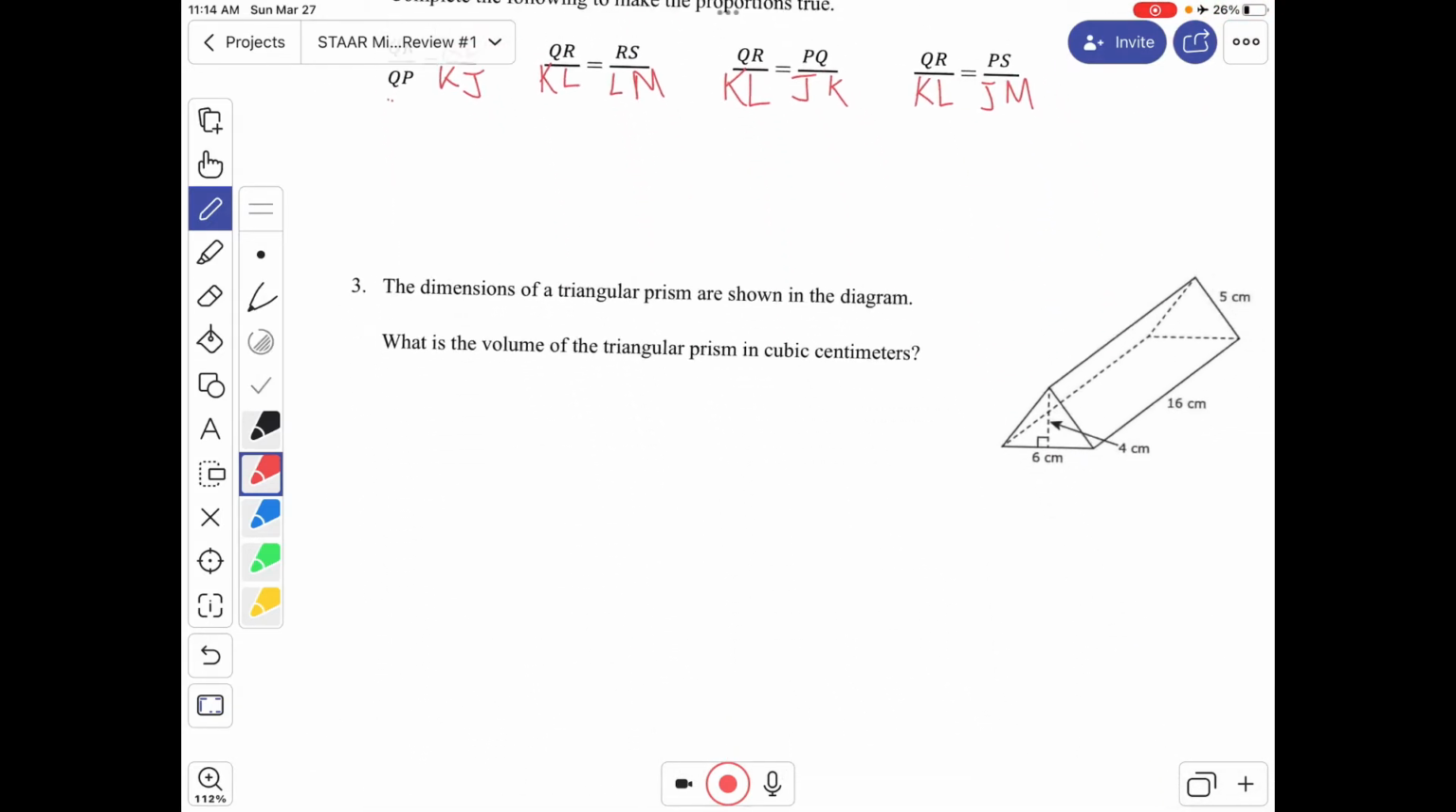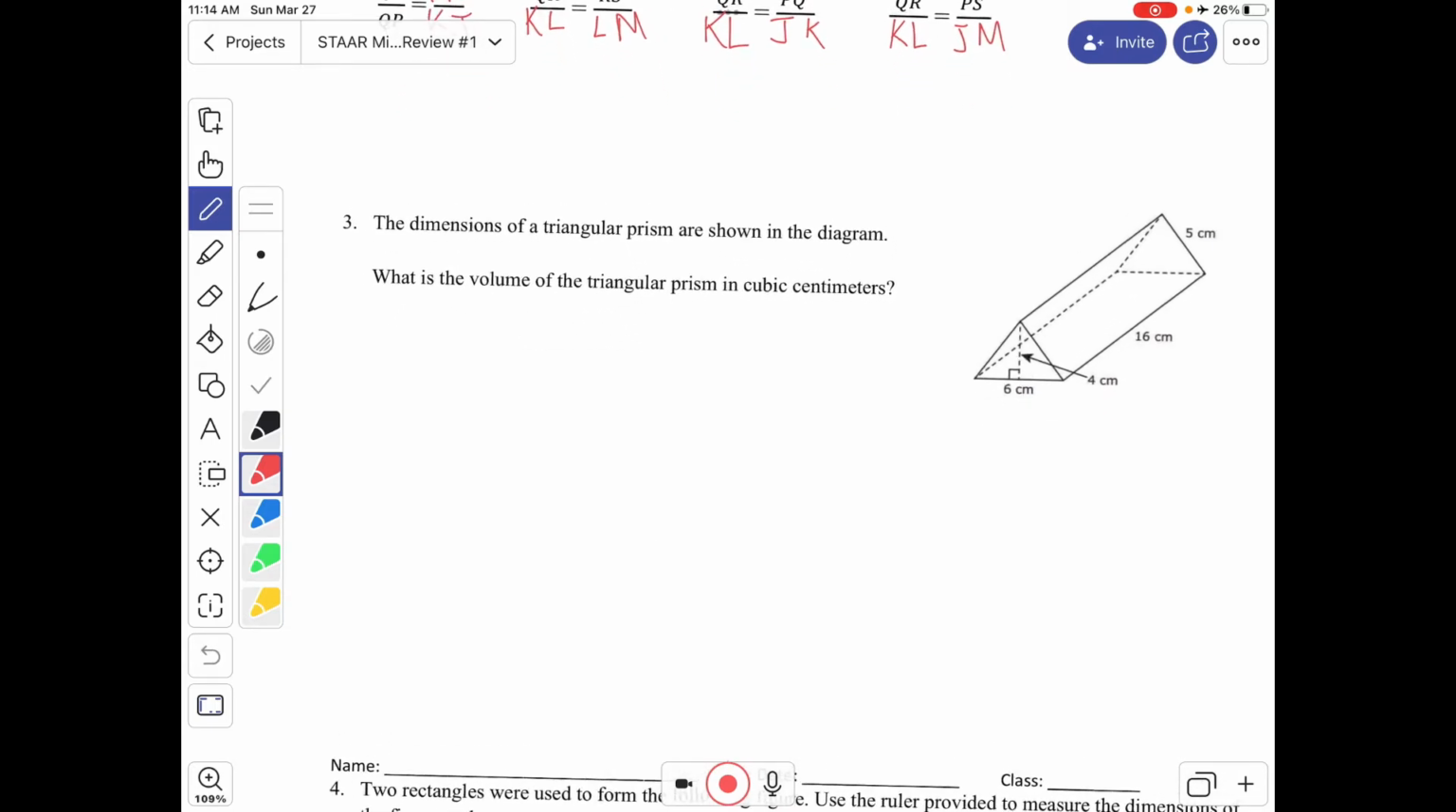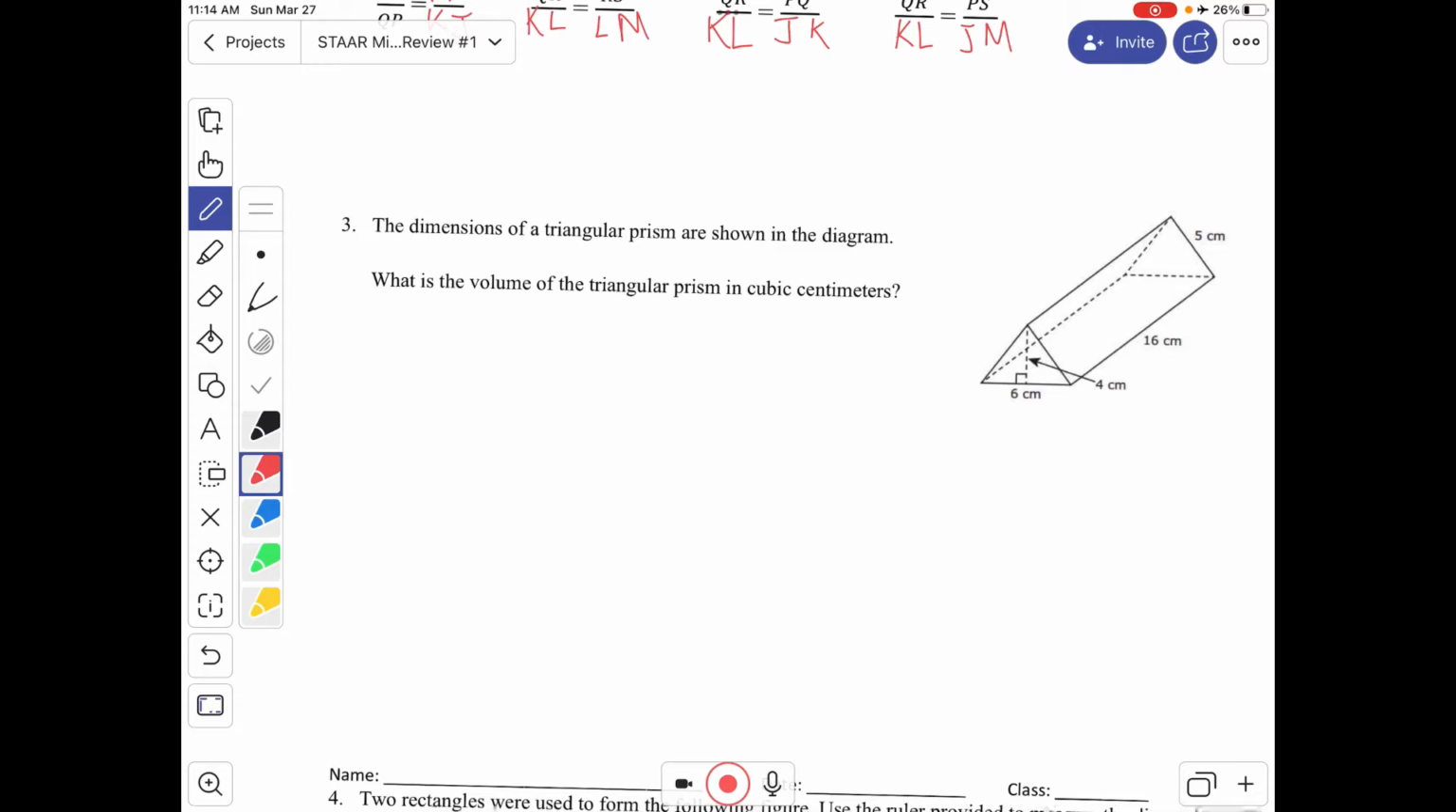Number 3. The dimensions of a triangular prism are shown in the diagram. What is the volume of the triangular prism in cubic centimeters? I need the volume of a prism. The formula for volume of a prism is area of the base times the height. And I know that where there's a capital letter B, I need to plug in a different formula.